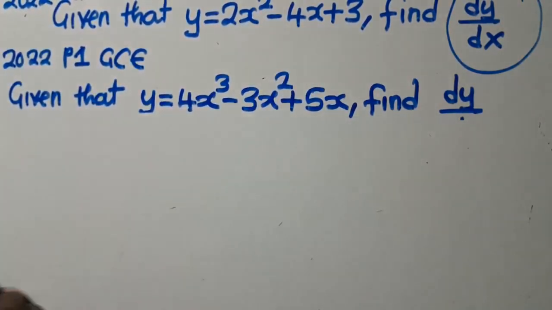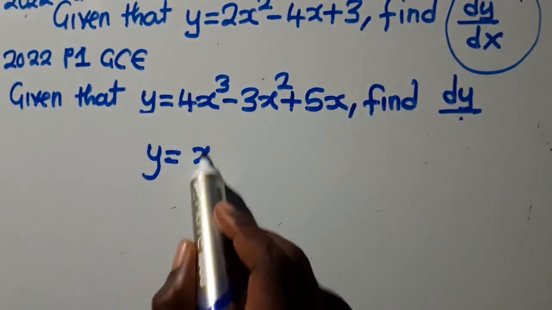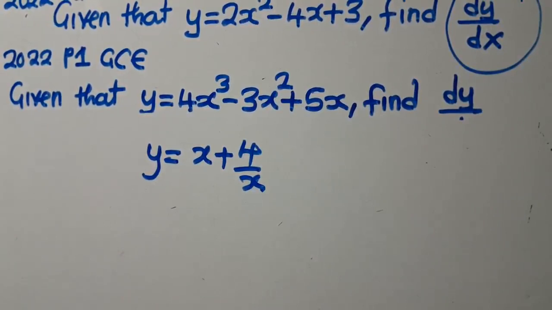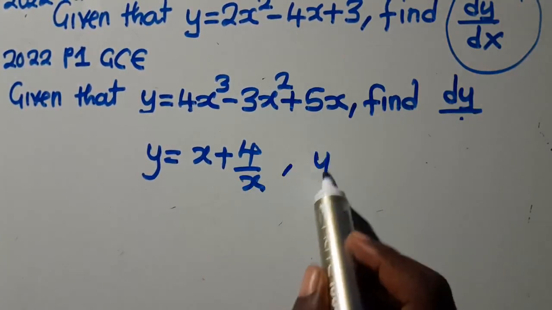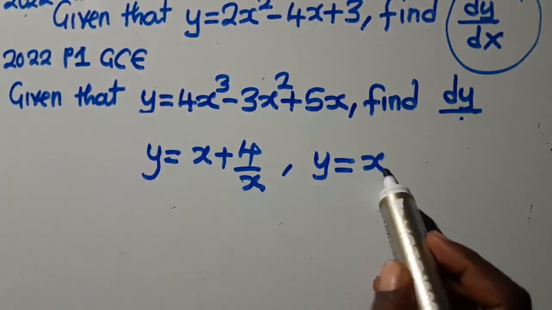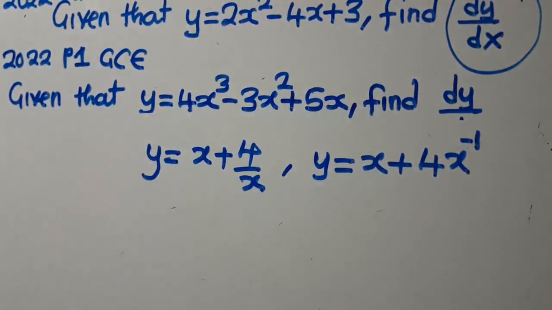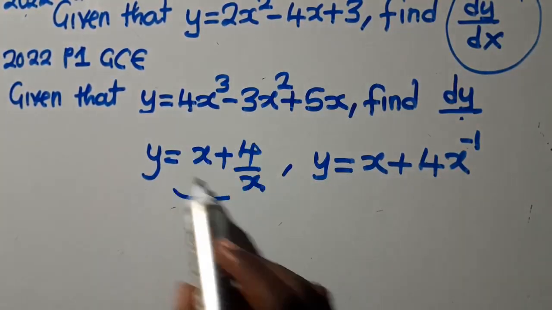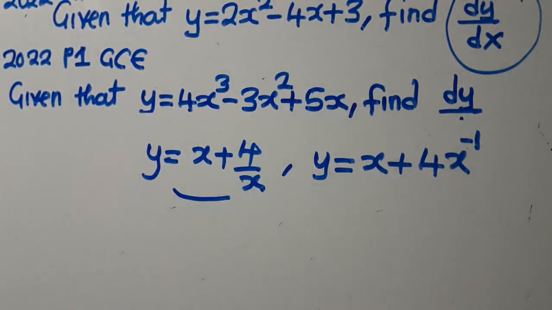We move to this particular question that is a bit challenging, but it is simple as long as you've understood the indices like this. How can you differentiate this particular question? Have you seen there is x there? X should go on top there. This is the same as y is equal to x plus 4x to the power negative 1. So this one and this one, they are just the same. This one is written in positive index. I've written this one in negative index so that I manipulate the numbers very well.